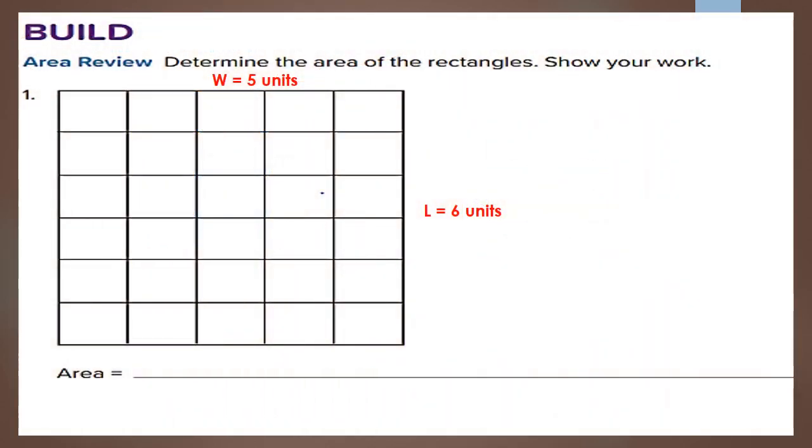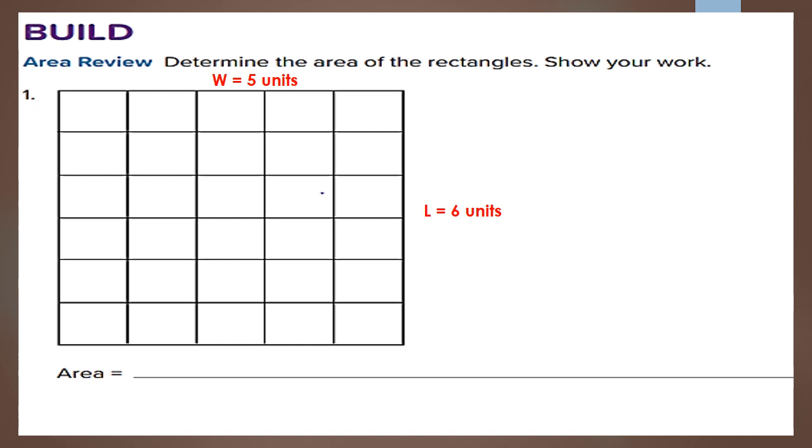Let's start with the build part. Determine the area of rectangles and show your work. Number 1. Here to get the area you have two ways. The first way, you can count the squares inside the rectangle. But here we have another way. You can use the formula of area of rectangle equals length times width.